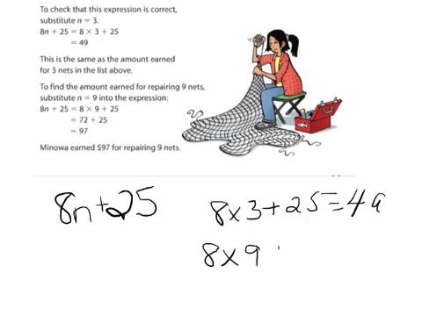8 times 9 plus 25. 8 times 9 is 72. Oops, sorry. Plus 25 does give us 97. So yes, our expression does in fact work.